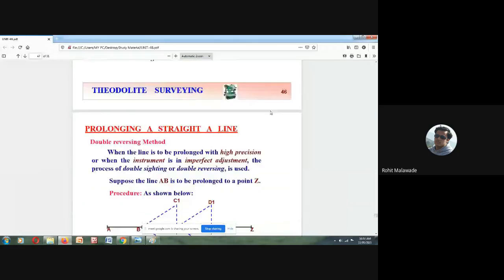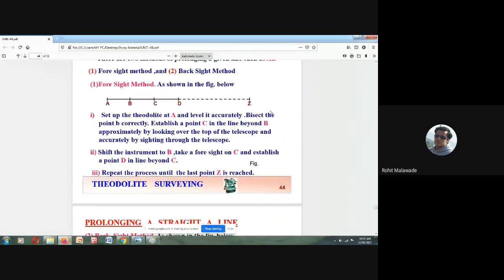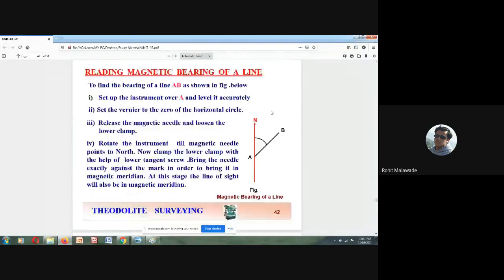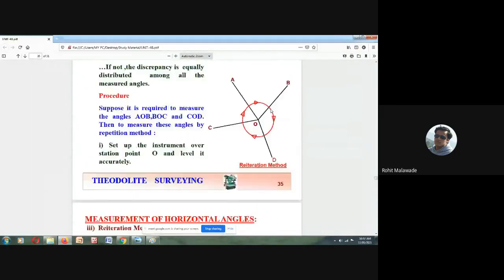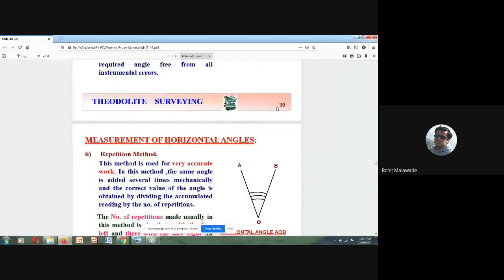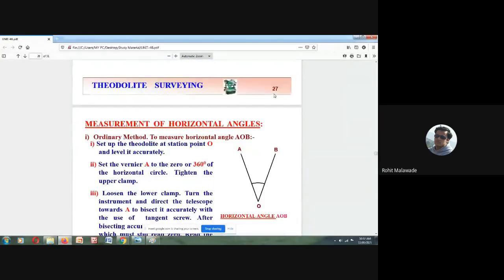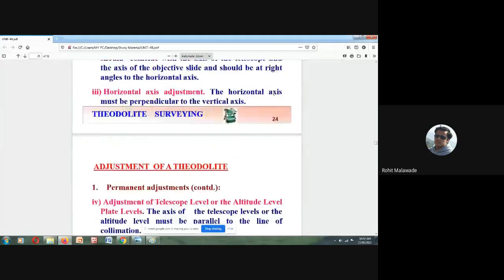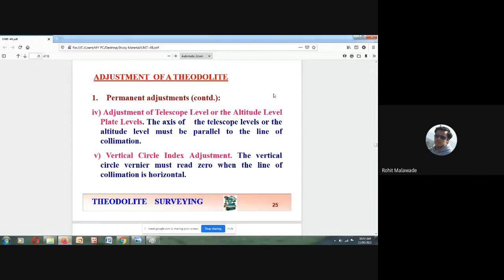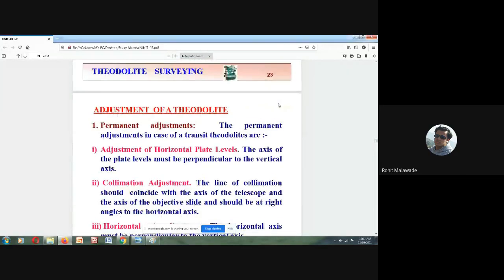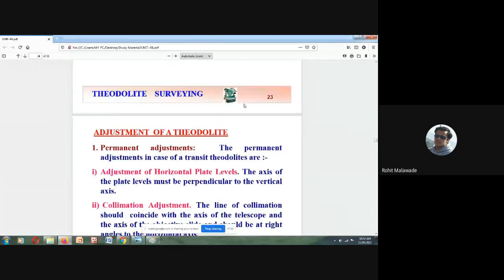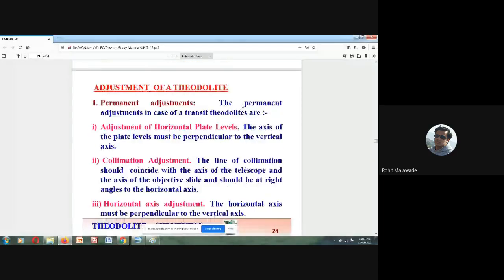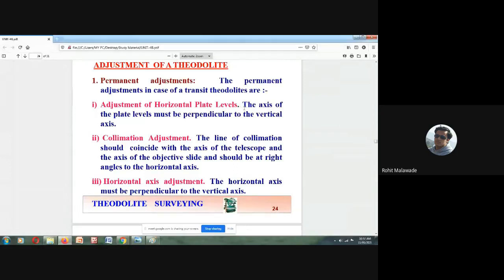Next, we will see what are the different permanent adjustments that we need to do when we are working on a theodolite. Now, the temporary adjustments you already know. Now we will see what the permanent adjustments are. There are two types of adjustments, right? Temporary adjustments and permanent adjustments. In today's class, we will be looking at the permanent adjustments of the theodolite.